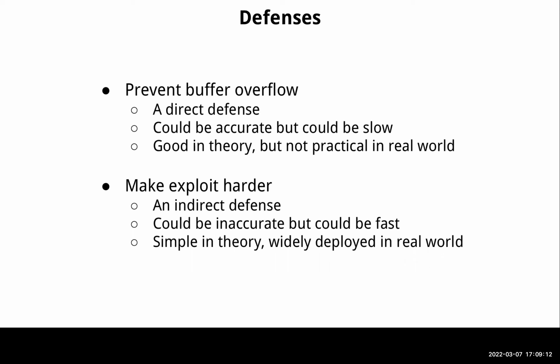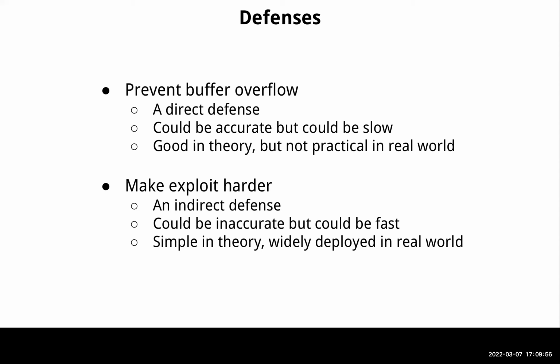So there have been many attempts to stop buffer overflow, and at a very high level, we can categorize them into two types. The first category is about fully preventing buffer overflow. This category solves the problem directly, but the cost could be very high, making it not very practical for real world programs. Because in the real world, we care about speed. We want the programs to run very fast.